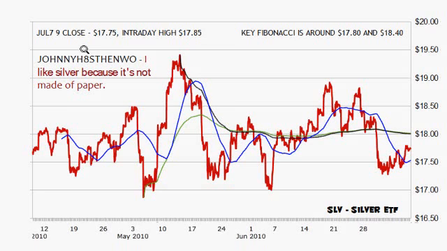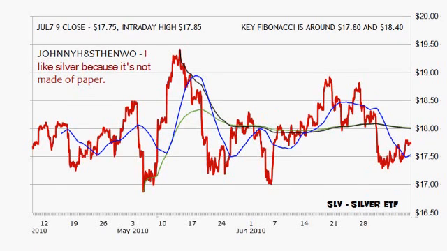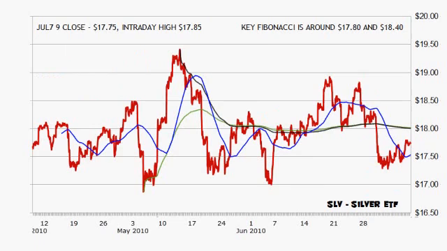Now, Johnny hates the NWO user states, I like silver because it's not made of paper, whereas if you buy SLV, it is made of paper. And I'll be going through many other users' comments throughout this video, most of them near the end. When you buy this ETF, you're buying a piece of paper that mirrors the price of silver.